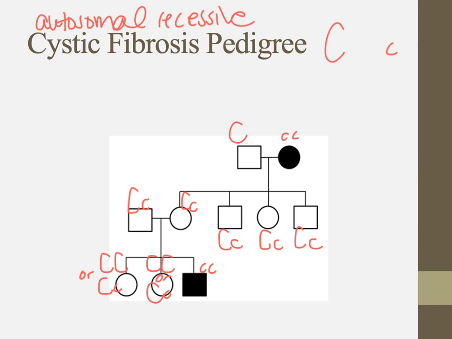Okay, so again, we know the little c comes from the mom and the big C comes from the dad. We don't know if this dad is big C, big C, or big C, little c. Okay, it's probably most likely that he's big C, because if he was big C, little c, then perhaps some of his children would have inherited a little c and had the disease, but we don't know that for sure.